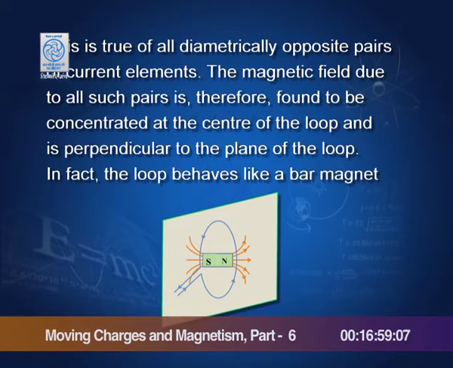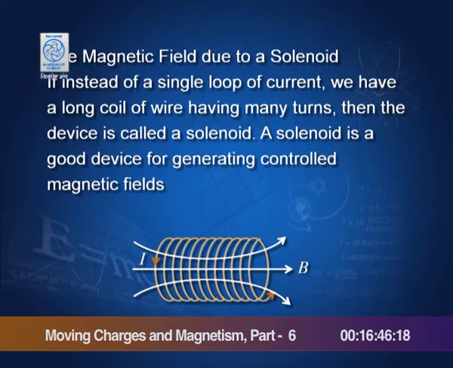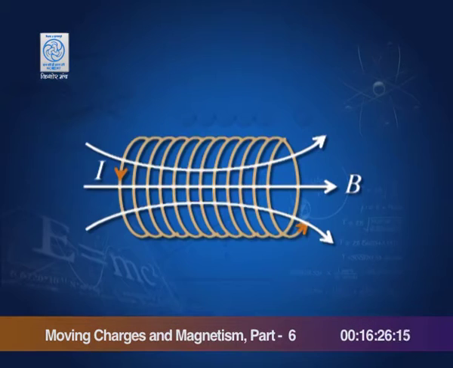We shall continue from this: each loop represents a small magnet, and the field lines are perpendicular to the plane of the loop. So, let us now take the magnetic field due to a solenoid. A solenoid consists of several loops carrying the current, and if we draw the lines of force due to each of these loops, then what happens? We find that the magnetic field at the center is reinforced.